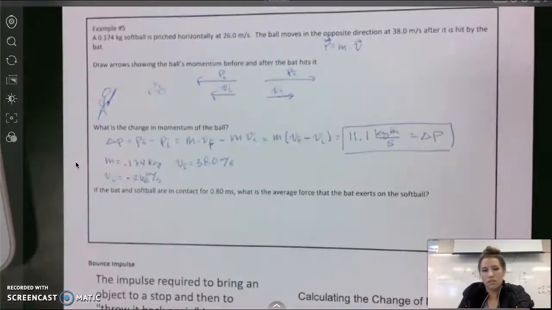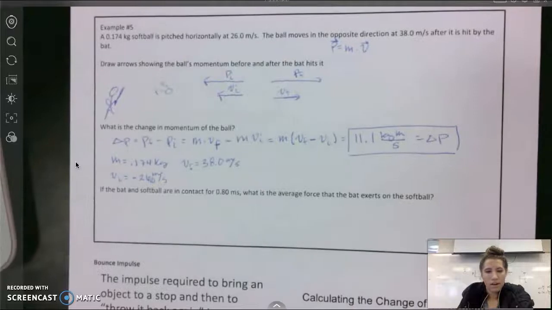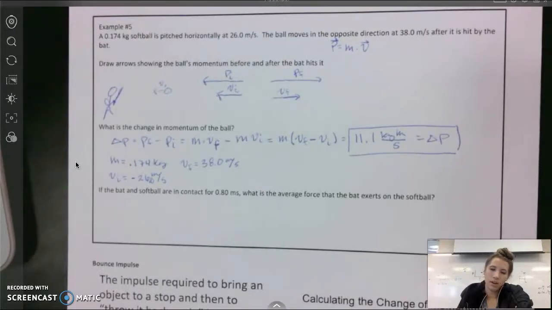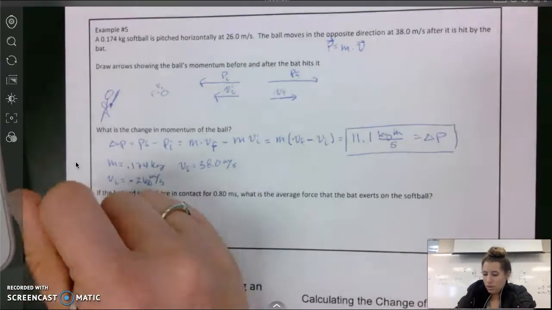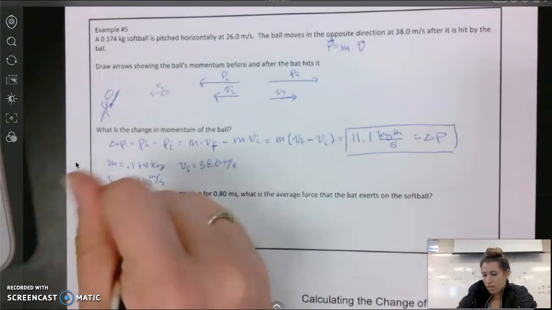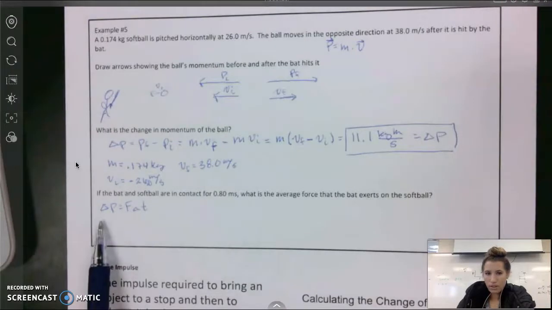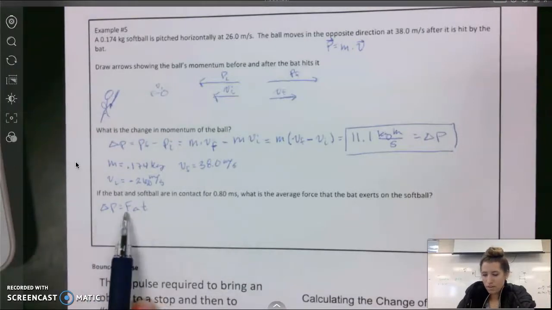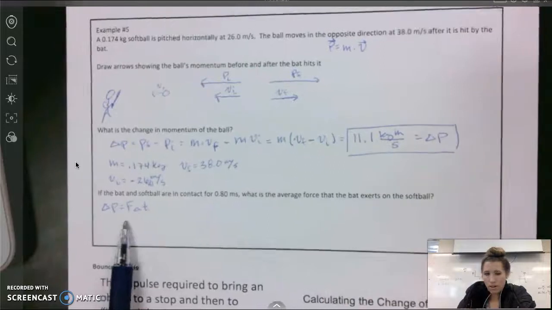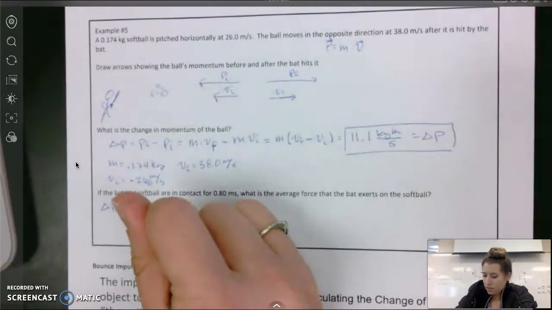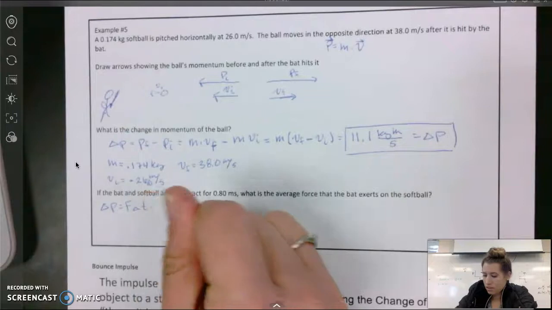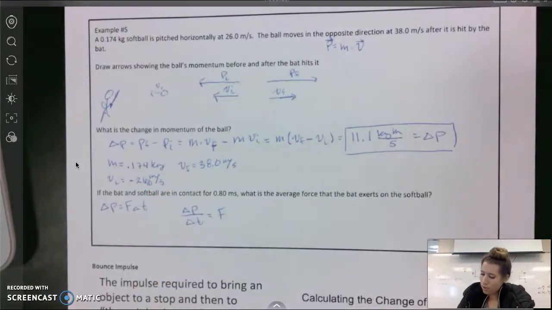Okay, nice. And then if the bat and softball are in contact for 0.8 milliseconds, what is the average force that the bat exerts on the softball? Well, we know that our change in momentum is equal to our impulse, right? Delta P is equal to force times delta T. We just solved for that, and now they've given us the time, so we can solve for the force. So I'll divide that over. Delta P divided by delta T equals that average force.